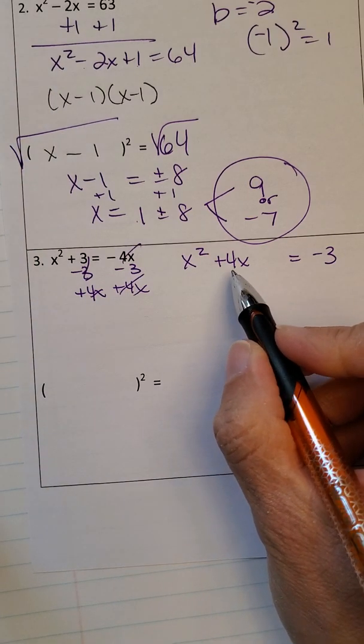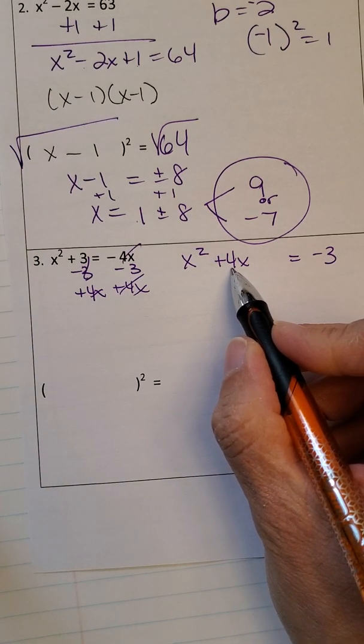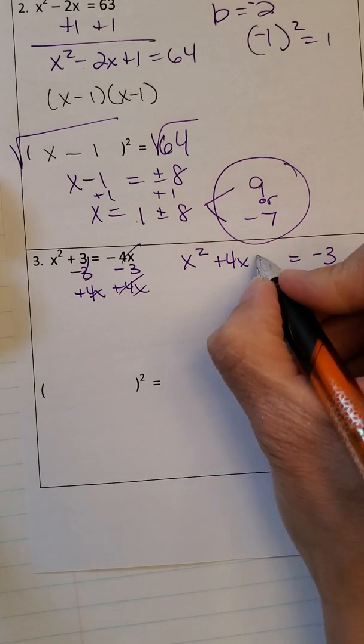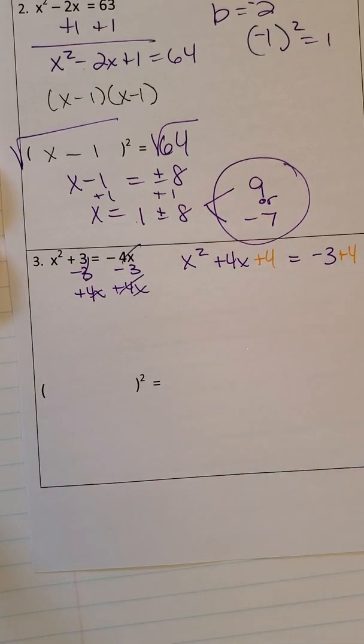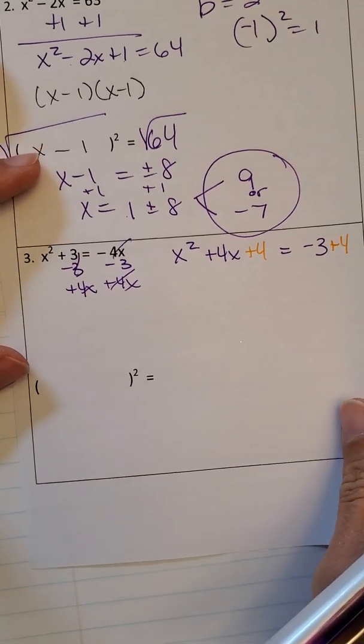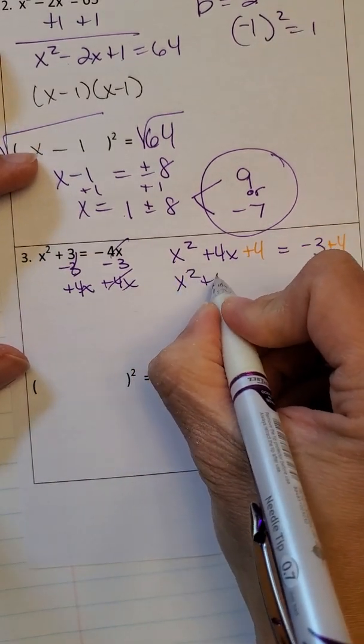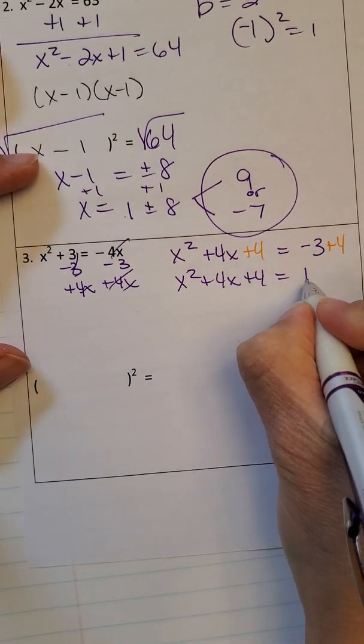Then we're going to take half of b. B is 4. Half of b is 2. Square it, 4. We're going to add it to both sides. So we get x squared plus 4x plus 4 equals 1.